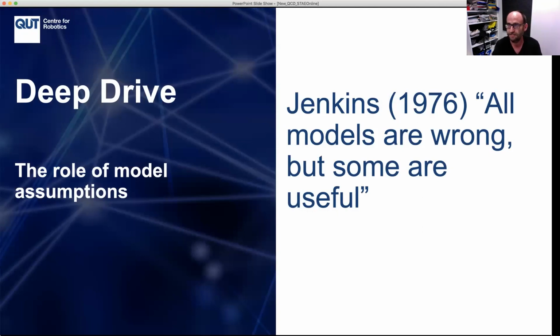So there's a quote there on the slide from Jenkins. All models are wrong, but some are useful. And I assume many in the Zoom have heard this one before. It's a practical acknowledgement, as an engineer, that you can build something useful even if it's not a perfect representation. So I'm going to tease that apart a little bit.